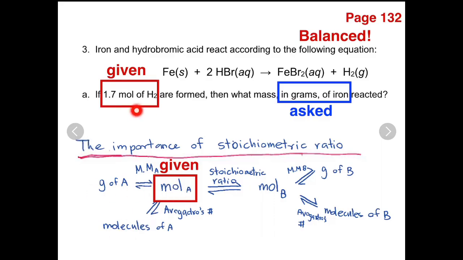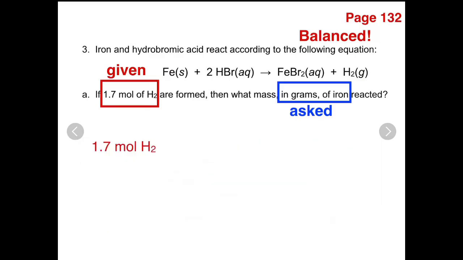In this case, it's already giving you mole, and it's asking you for grams. So that means grams of what? Grams of iron, which is part of B. So gram is right here. This is what it's asking you for. Therefore, in order to go from here to here, you will need to go through this route. You need to somehow convert this mole of A, mole of hydrogen gas, to mole of iron, and from mole of iron to grams of iron. That's what it tells us to do. So I'm going to start with mole of hydrogen gas that is given.